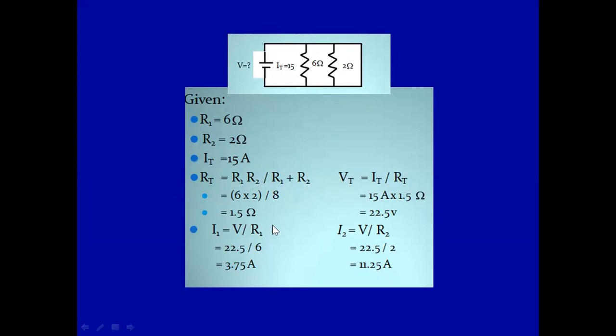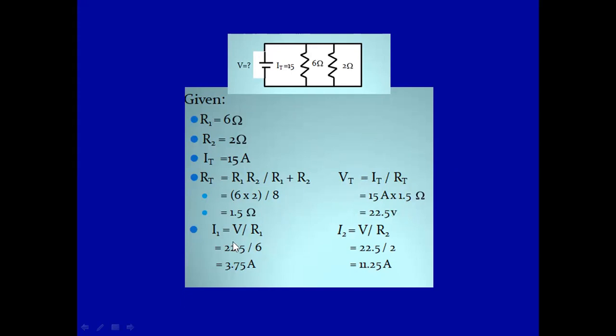And then for the individual currents, since we are not given yet with the total voltage, how are we going to solve that? VT now would be equal to your total current here as 15 amperes times your total resistance as solved here. So 15 amperes times 1.5 ohms would be equal to 22.5 volts. So this is the value for your total voltage.